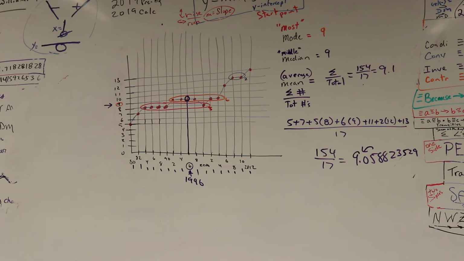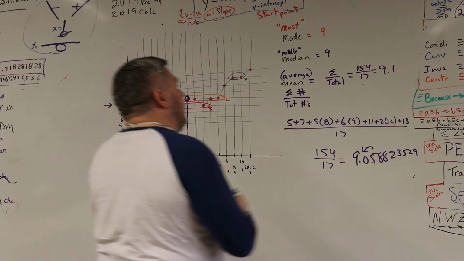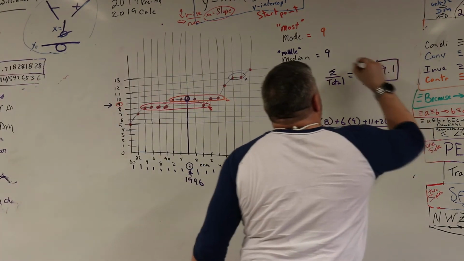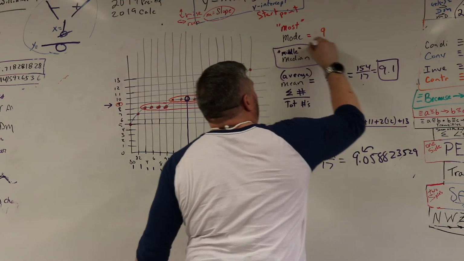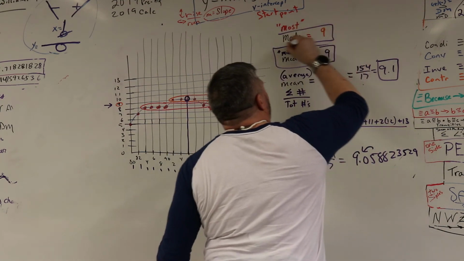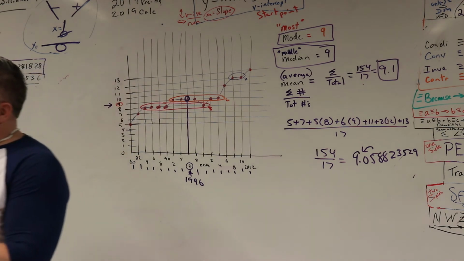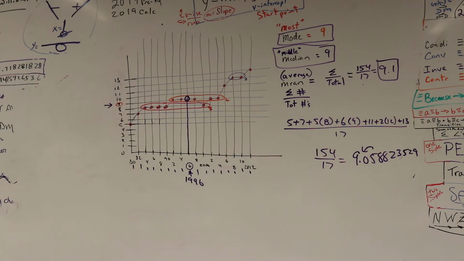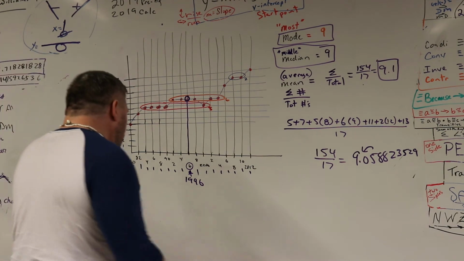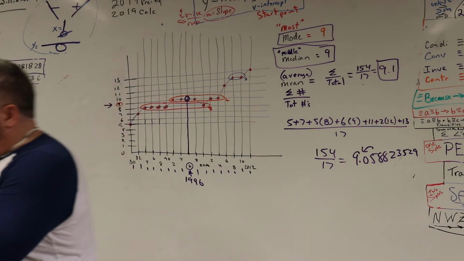Okay? Now, after you're done with that, what does it say? Create a story. So find the mode, the median, and the mean, and then create a story. Any story you want. Now, this is where it gets complicated, okay? So we have to think about this.